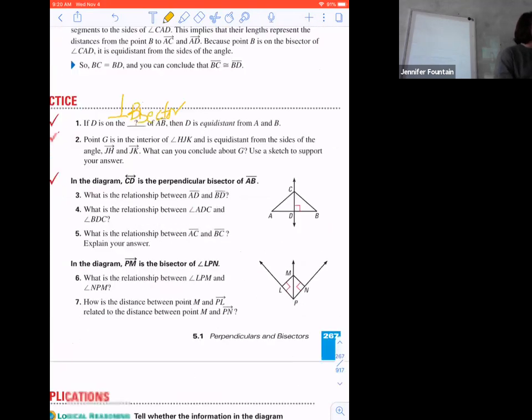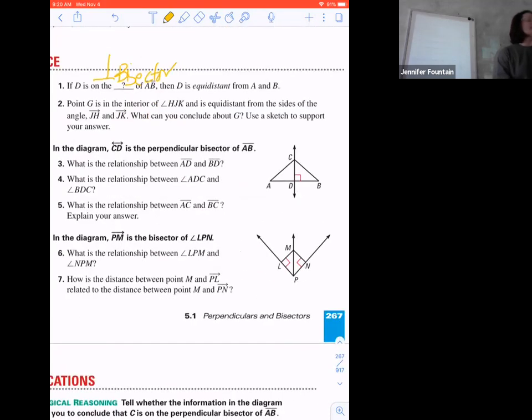Look at number 2. Point G is in the interior of angle HJK and is equidistant from the sides of the angle, JH and JK. What can you conclude about point G? And it says use a sketch to support your answer. So let's go ahead and look at this for a minute.